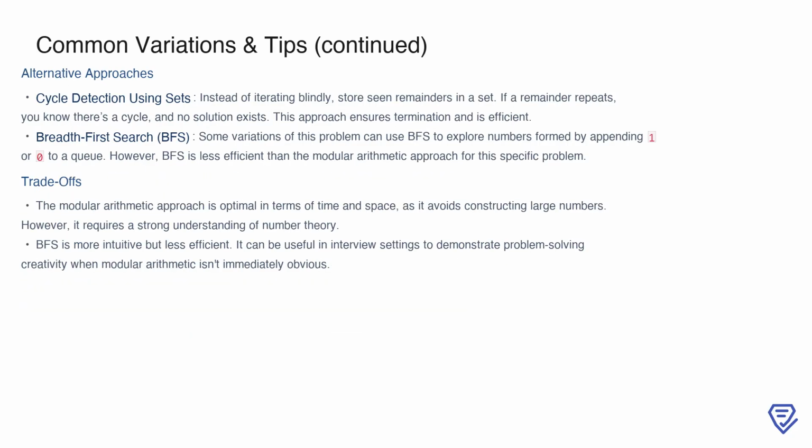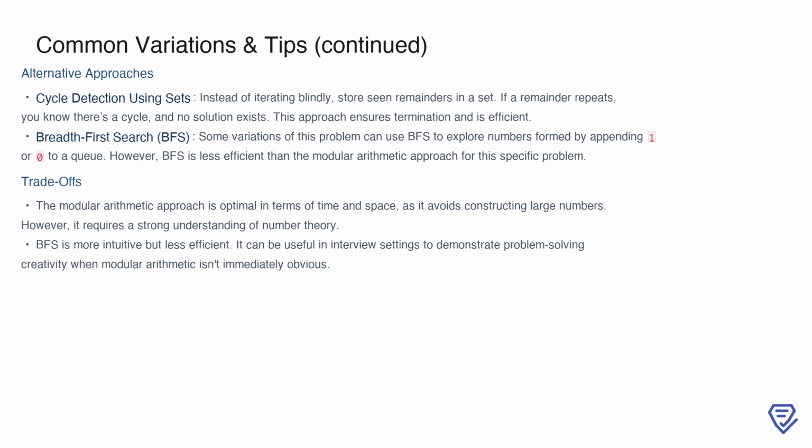Let's explore some alternative approaches and their trade-offs. One method is to use cycle detection with sets. By storing all previously seen remainders in a set, you can efficiently detect when a remainder repeats, which indicates a cycle. This ensures the algorithm terminates and avoids unnecessary iterations.